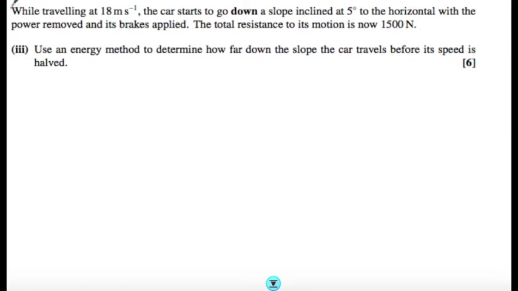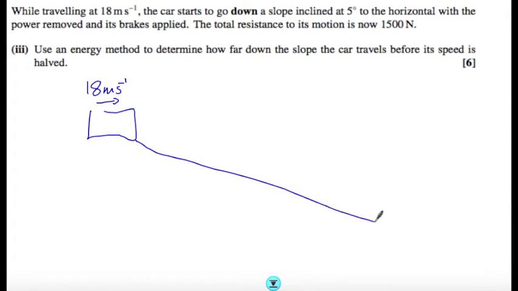Right, okay, so part 3. While travelling at 18 meters per second, the car starts to go down the slope incline at 5 degrees. So here's our car going at 18 meters per second. It goes down a slope, and now it's travelling at 9 meters per second.